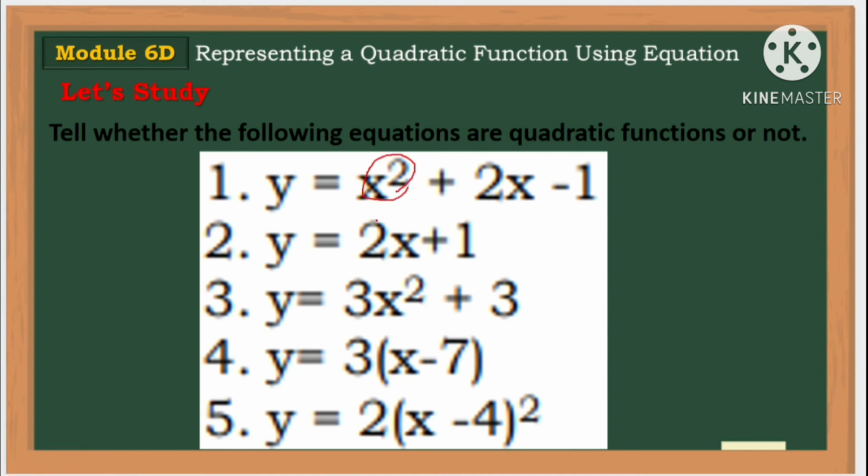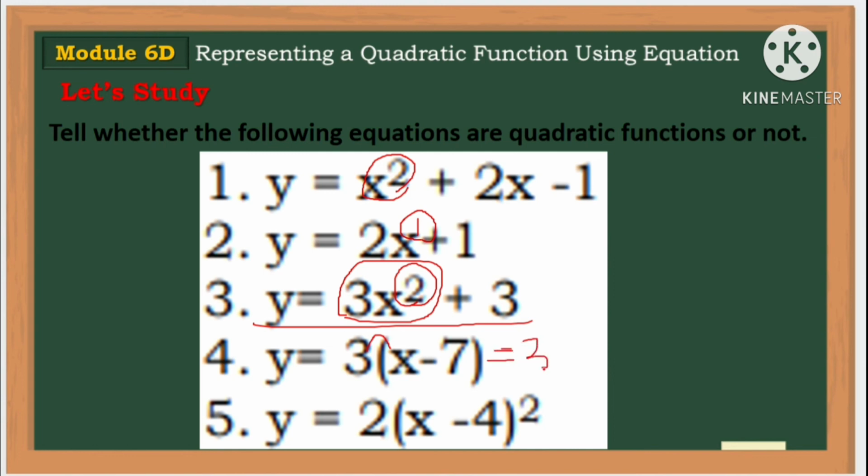So, yan. Next, number 2, y is equal to 2x plus 1. Okay, not. Very good. Why? Kasi ang exponent dito ay 1. 1 lang yan. So, ibig sabihin, ito ay linear function. Next, number 3. Okay, very good. Exponent kasi ay 2. Kahit wala siyang linear term, walang ganito. Basta mahalaga, this one. Okay. Next, number 4. Okay, yes. Not quadratic function. Kasi pag sinimplify mo ito ay magiging 3x lang.